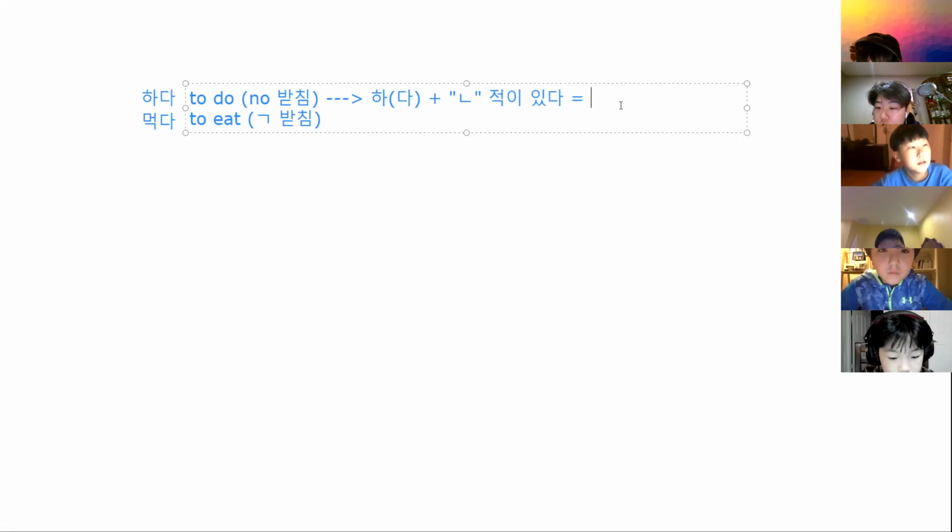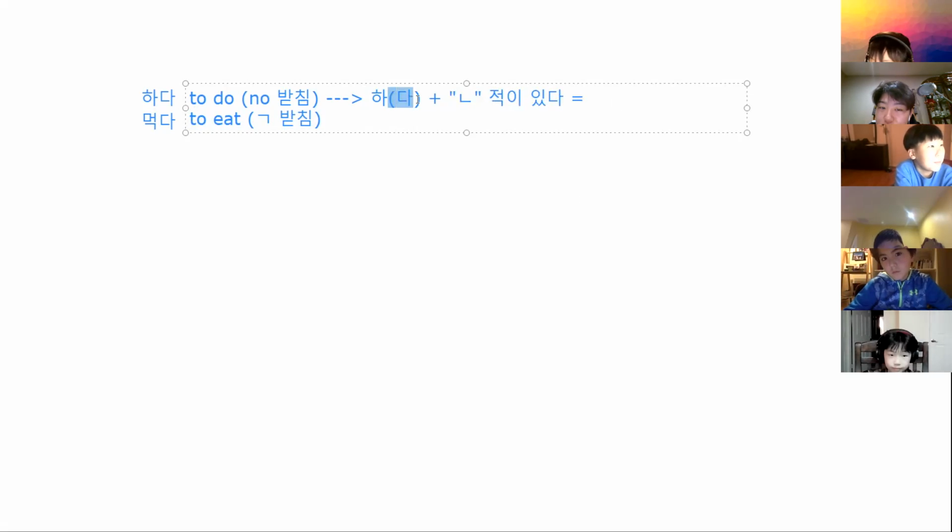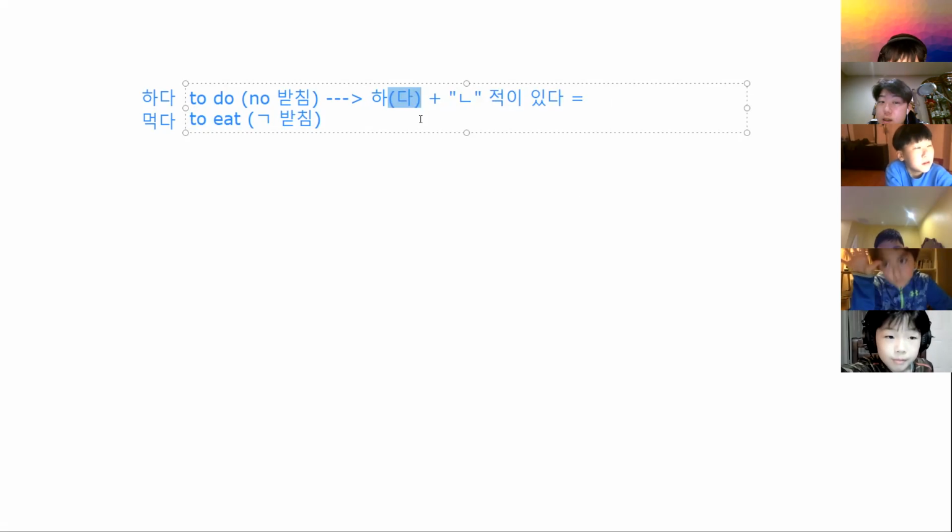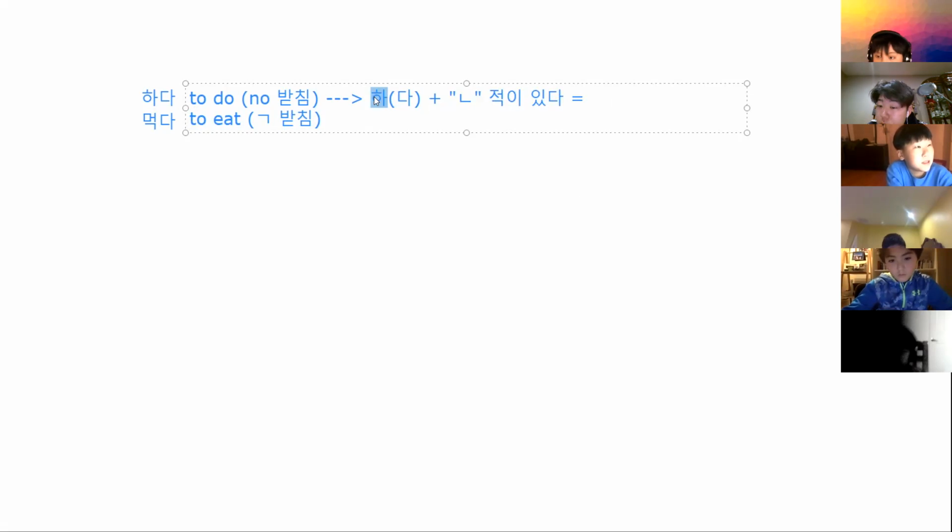So what do you get? What's your combination? I want you to conjugate this for me. 한다 저기 있다. Eden, like I said before, this da is omitted because this is not the stem. This is the verb stem, right? 한 저기 있다. Thank you.